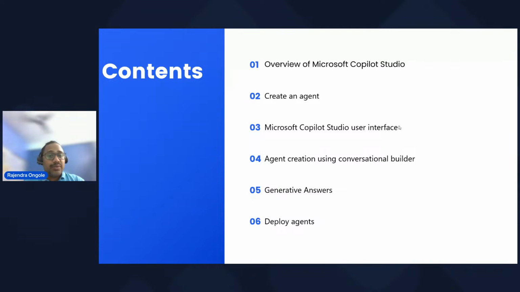We are also going to discuss agent creation using the conversational builder, which is there in the backend, and how to configure it. Then generative AI answers. We are already aware of this current trending technology, where we work with ChatGPT and generative AI based engines, and we will discuss how to pass knowledge to our Copilot Studio. And finally, I will showcase the deployment pipeline.